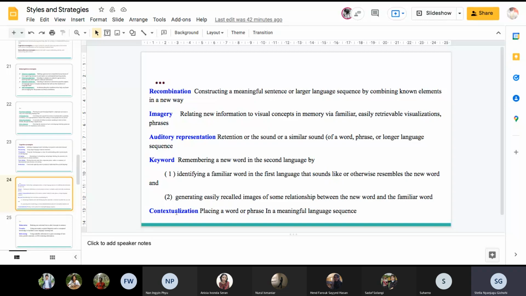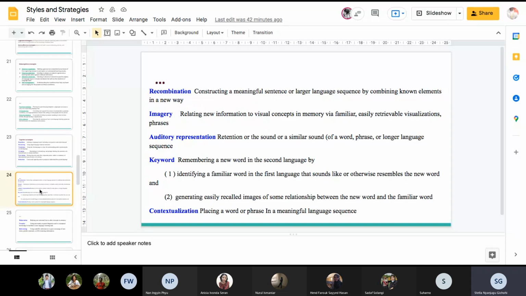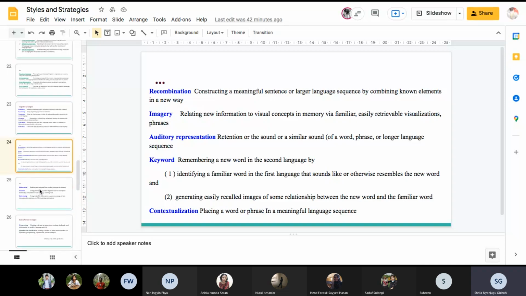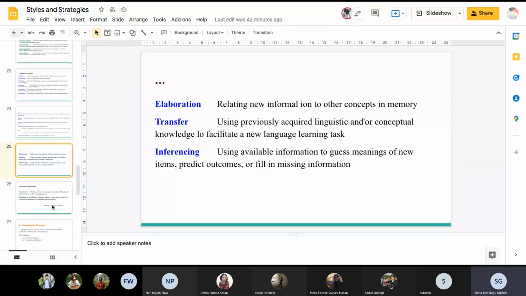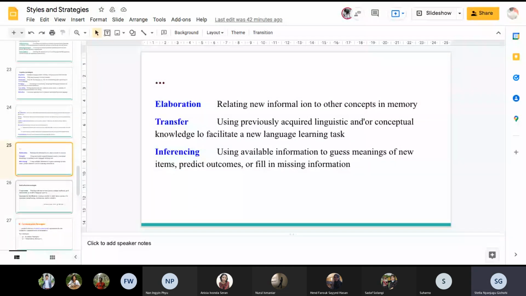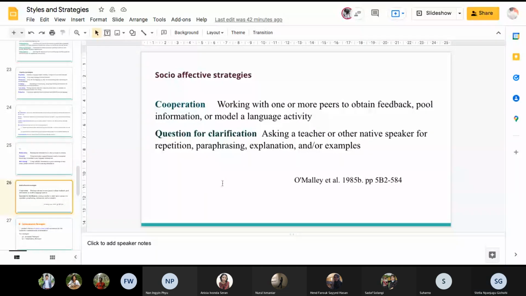So all these are some of the strategies that learners use when it comes to second language learning. And then we have the last three. We have elaboration, transfer, and inferencing. All these are concepts that have to do with cognitive strategies. Now, after that, we have the socio-affective strategies.